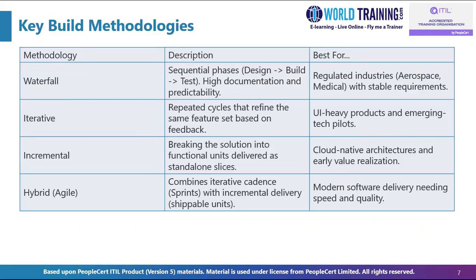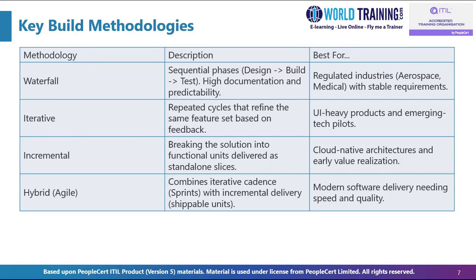Key building methodologies. There are 4 methodologies present on this slide. Waterfall is the sequential phasing with high documentation and predictability, and it is best for regulated industries like aerospace and medical with stable requirements. Iterative includes repeated cycles, refining the same feature set based on feedback, and this is best for user interface heavy products and emerging tech pilots.